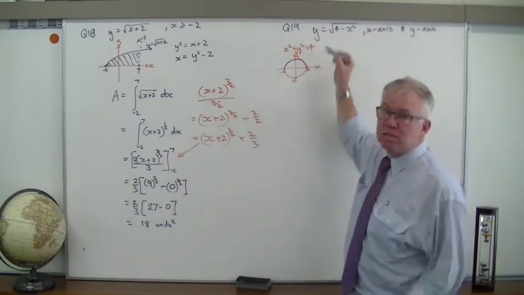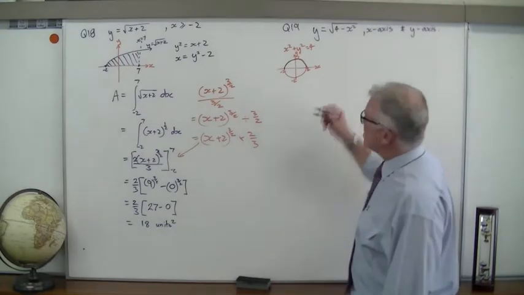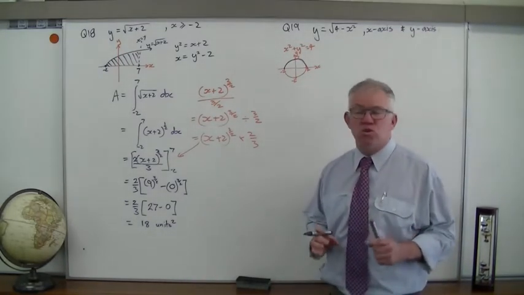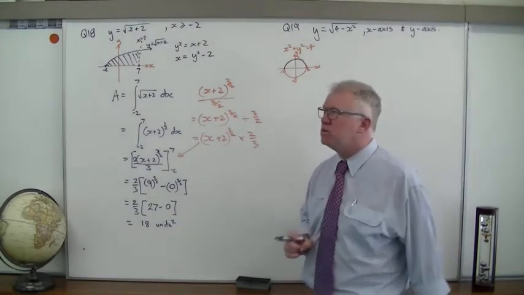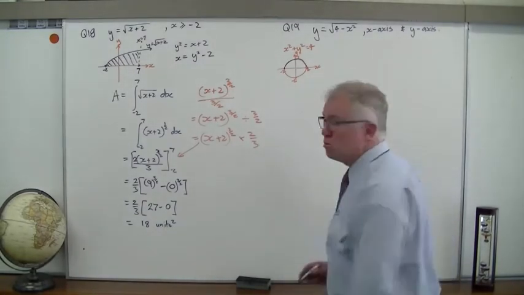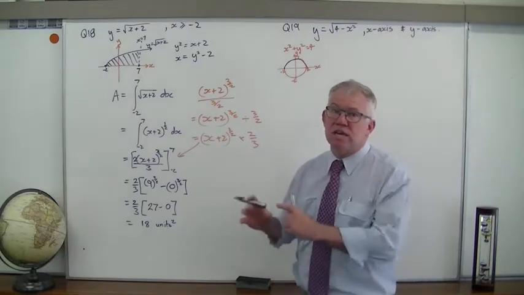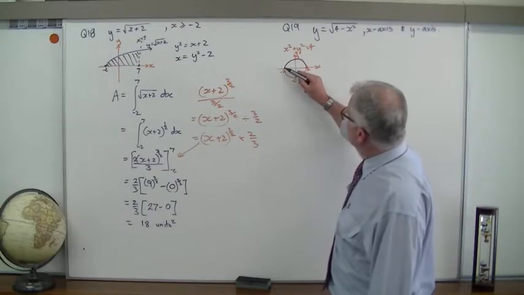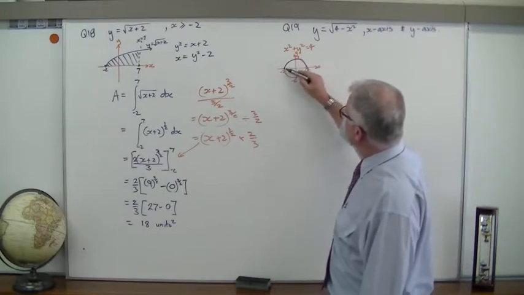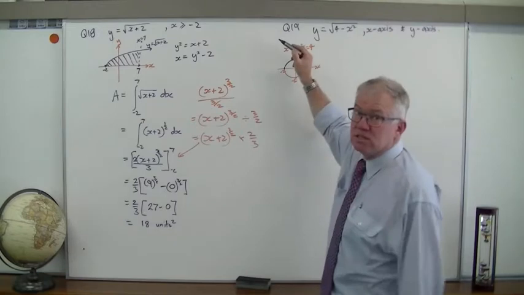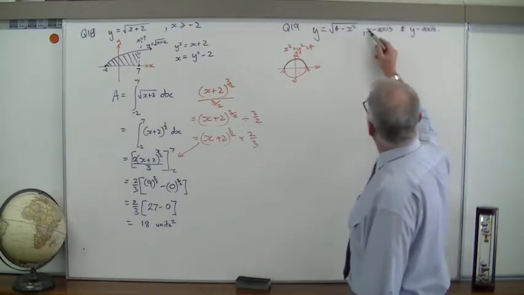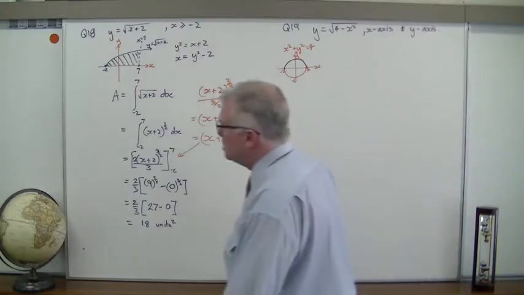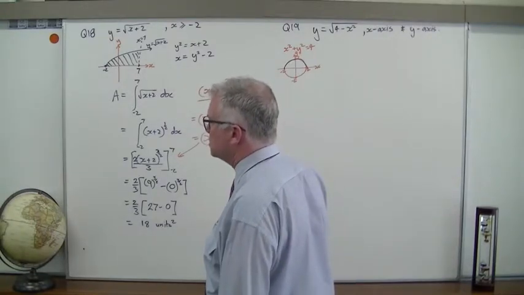It's a semicircle centered on the origin, and I think the only semicircles you get, even in Extension 1 maths, are always centered on the origin. I'm almost certain of that. I don't recall seeing semicircles centered on any other place. So we've got a semicircle centered on the origin with a radius of 2. That's what that is. And it wants it between the x-axis and the y-axis. Is that right? X-axis and the y-axis.